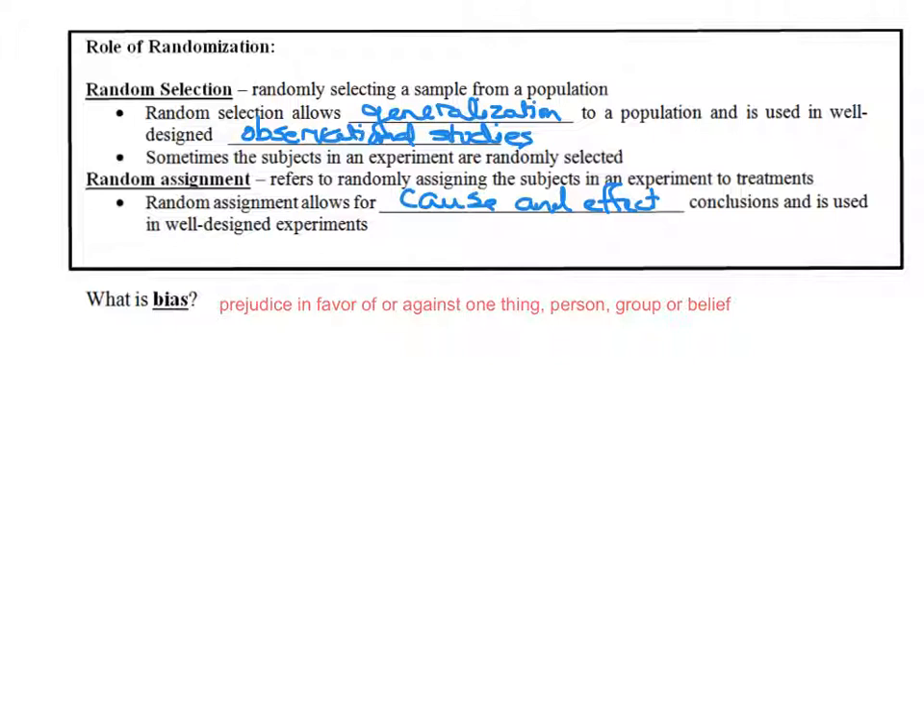So we have to be careful when we are working with statistics to try to eliminate as much bias as possible. And a way of eliminating bias is to make sure that we are working with randomization in all of our statistical studies.